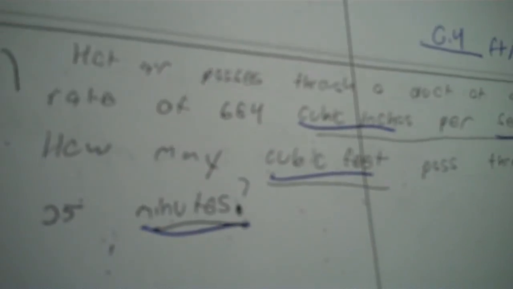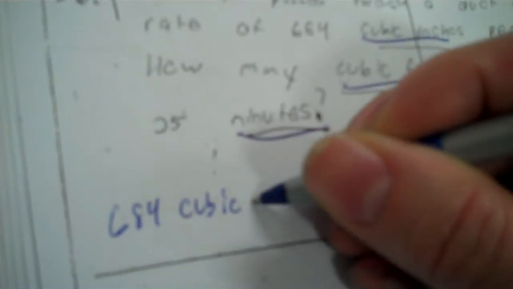Now some of you are like, well, what about that 25? That just means you multiply by 25 at the end to get your answer. Okay, that's what that means. It's not that big of a deal though. It's 684 cubic inches per second. There's not a number, so it's an implied 1. So that's 684 cubic inches over 1 second.